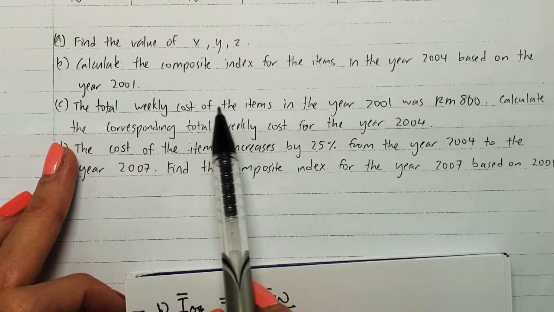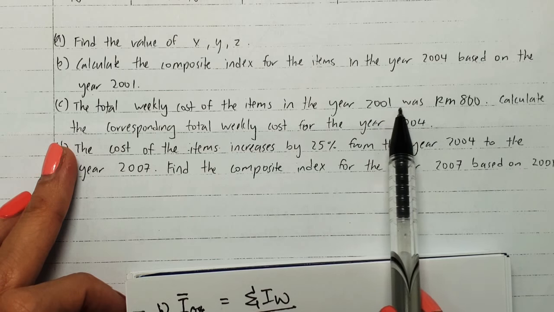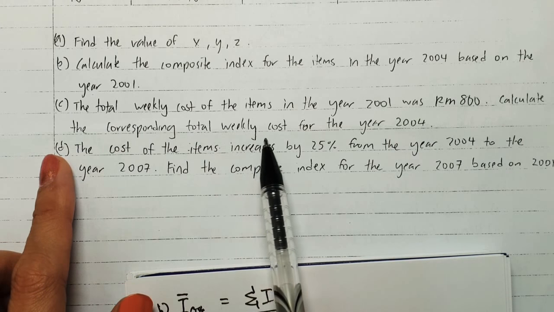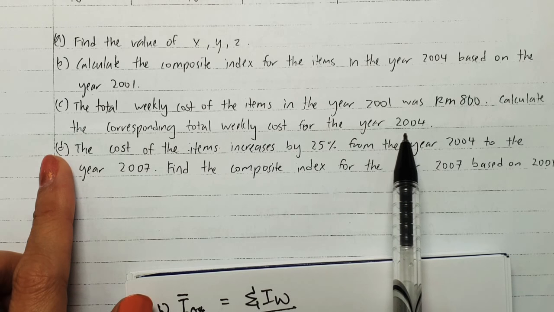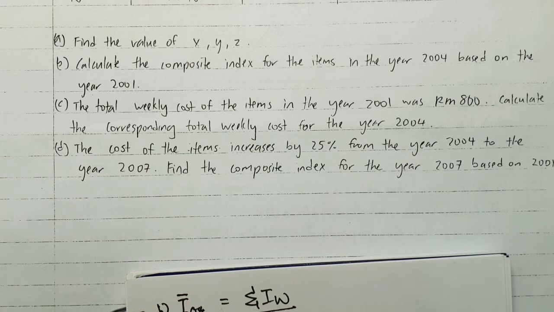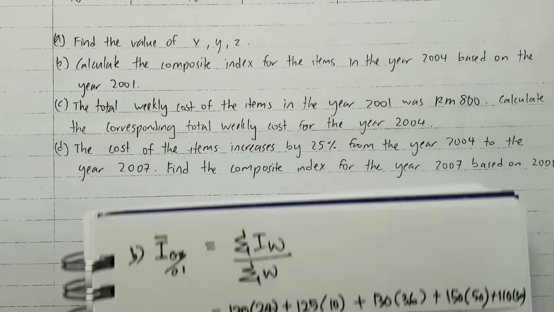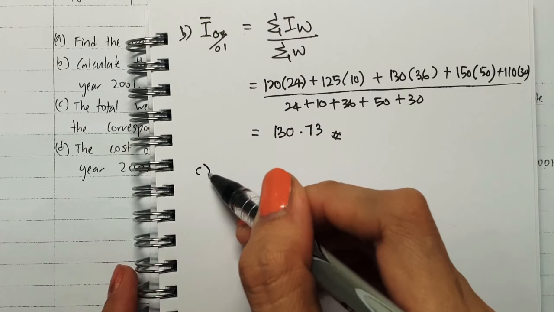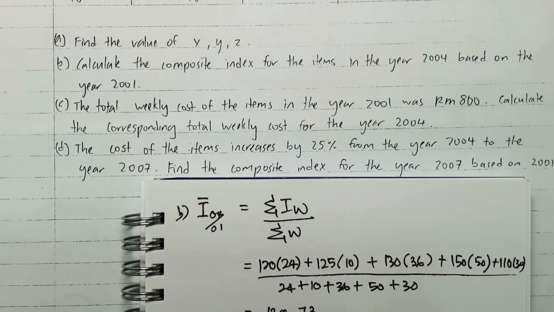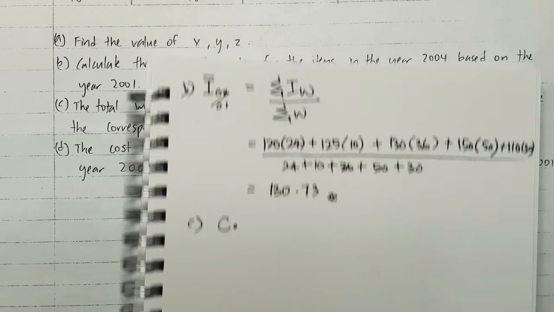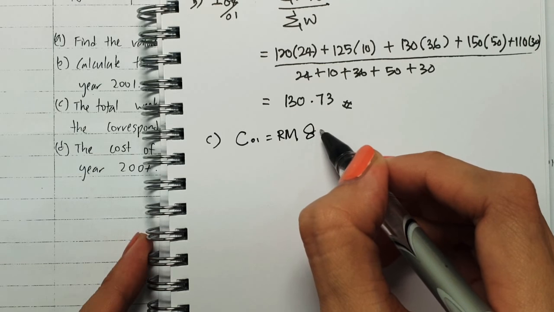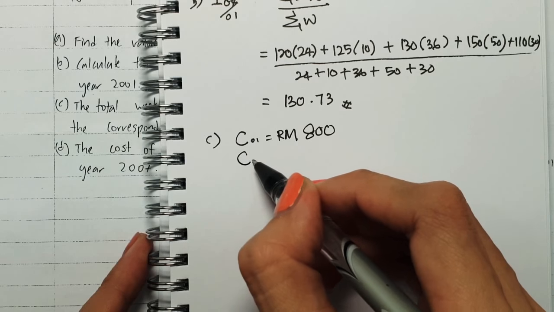The total weekly cost of the items in the year 2001 was 800 total. Calculate the corresponding weekly cost for the year 2004. Okay, this is 2001. So this is the cost, yeah? Cost in 2001 is 800. So part C, cost in 2001 is 800. And our task is to find the cost in 2004.